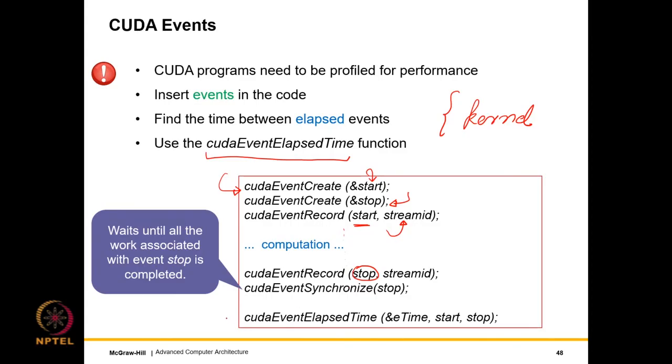Then all we can do is call the function CUDA event elapsed time between the start and stop events. That will be stored in the variable etime. Etime is for elapsed time. That will tell us, between the start and stop events, which capture all of this computation, how much time it took. This is profiling information which can be used by programmers and application developers to tune and make their code more efficient.